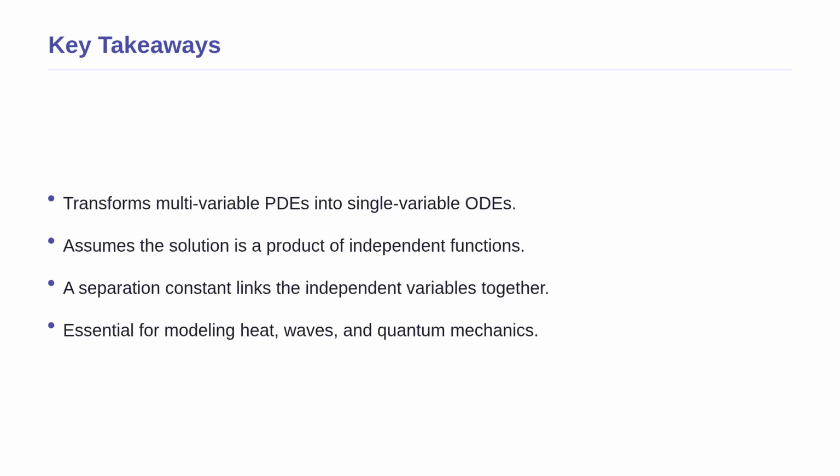We have covered a lot of ground today, so let us summarize the most important ideas. The separation of variables method is a clever algebraic trick that transforms intimidating partial differential equations into manageable ordinary differential equations. It relies entirely on the assumption that the final solution is a simple product of independent functions. By isolating variables, we find a shared separation constant that links them together.